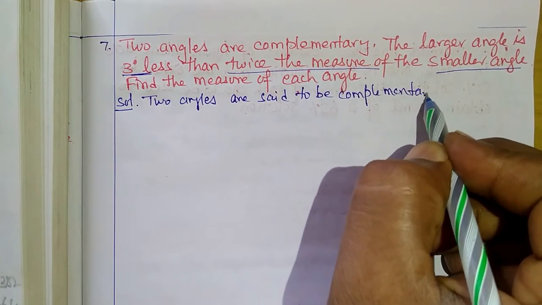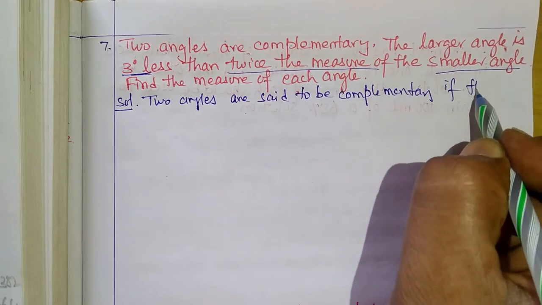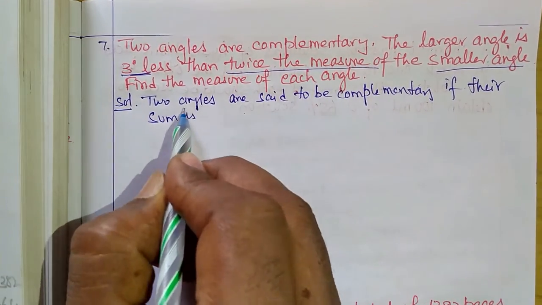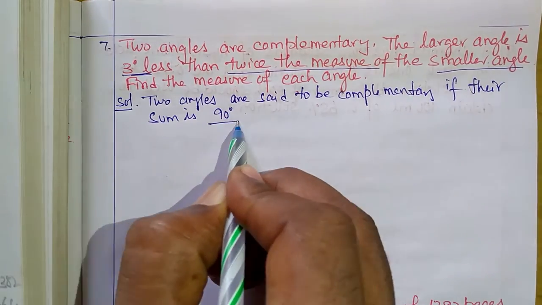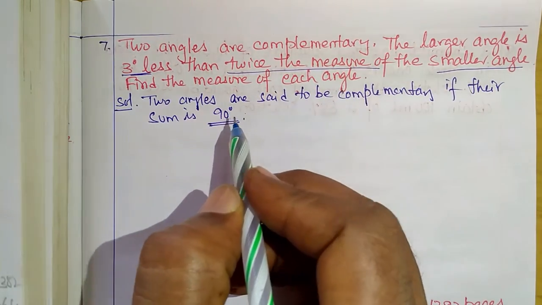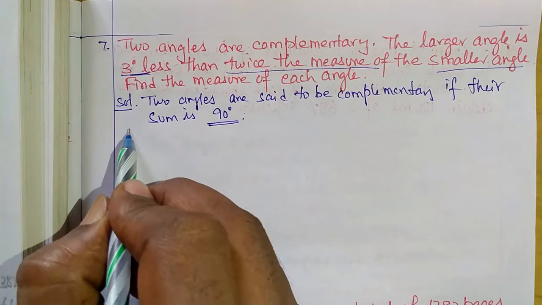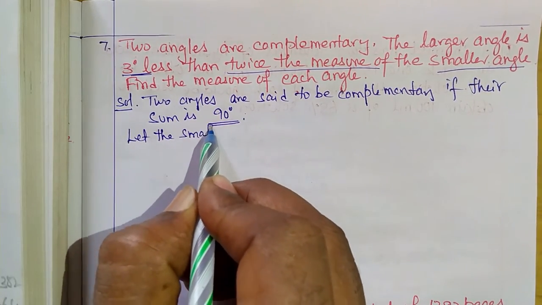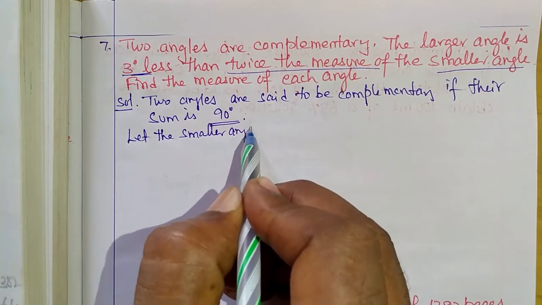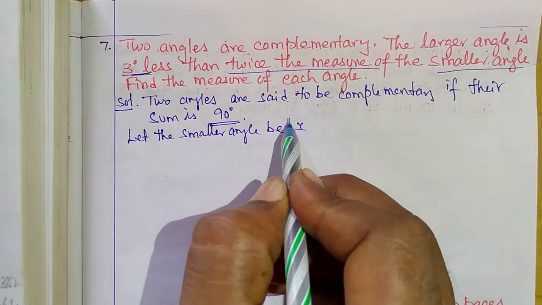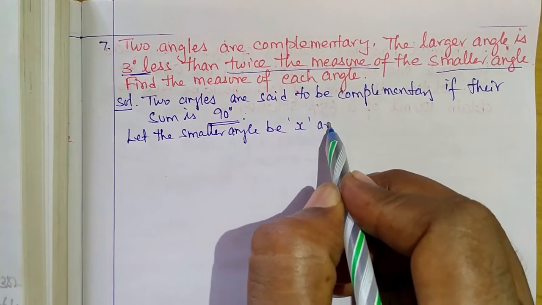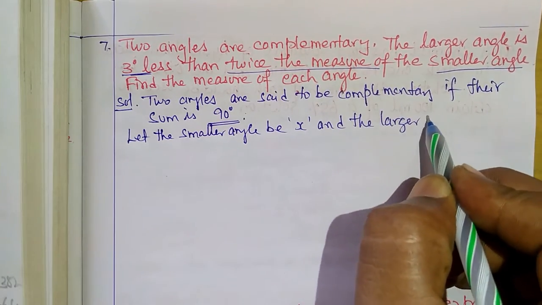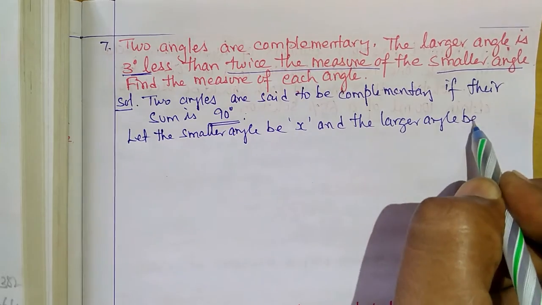When two angles are said to be complementary, if their sum is how many degrees? 90 degrees, then the angles are said to be complementary angles. Now let the smaller angle be x, and the larger angle be y.